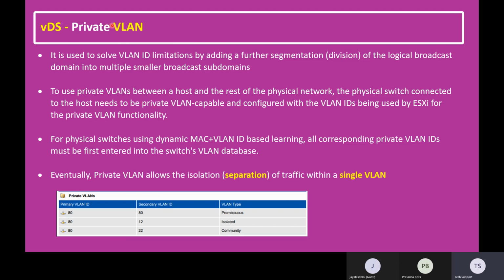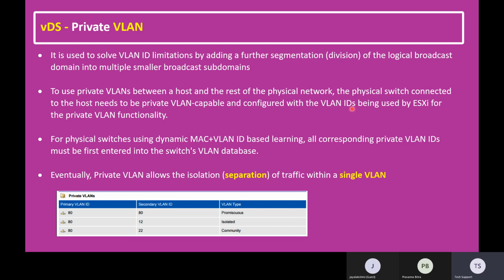Even if you want to configure private VLAN, our DV switch is compatible to configure private VLAN. But for our physical network also, we need to contact our network team to find out whether our physical switches have private VLAN capability or not. That is an important point. If our physical network is also private VLAN capable, then only we can enable this feature, or else we cannot enable the private VLAN feature.